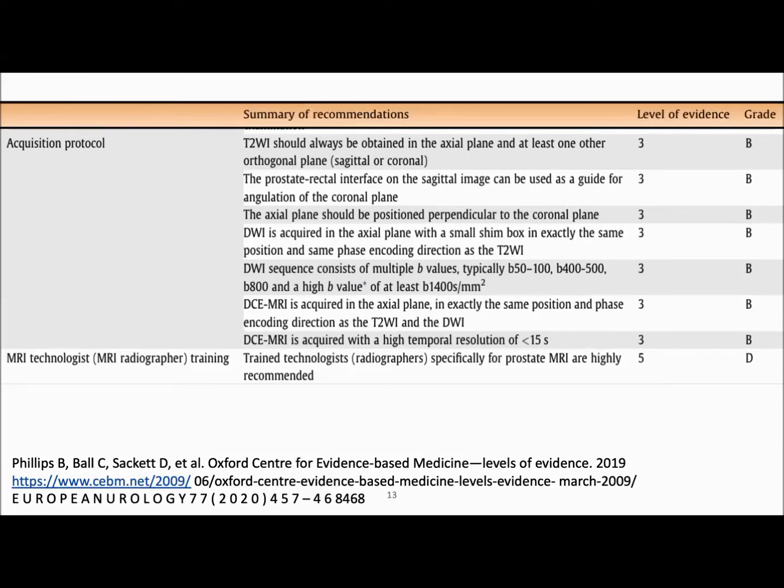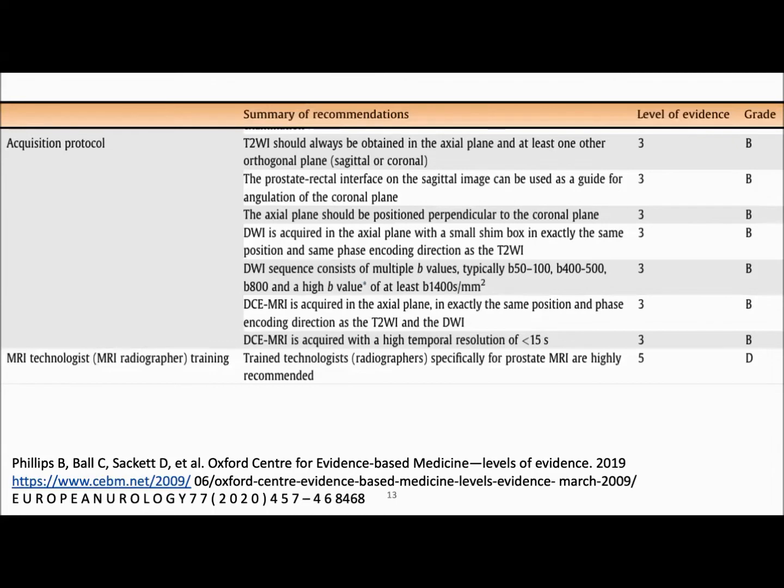We can draw a line between the interface of prostate and rectum on a sagittal sequence, and then have a perpendicular axial image through that plane. So this is an orthogonal plane, and similarly, a coronal plane is also orthogonal to the sagittal plane.